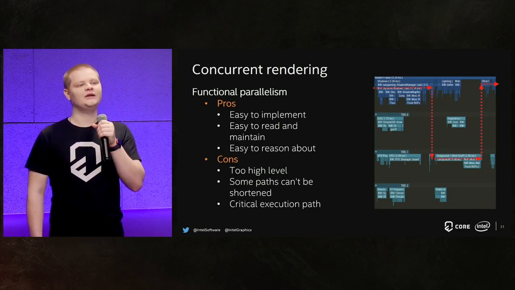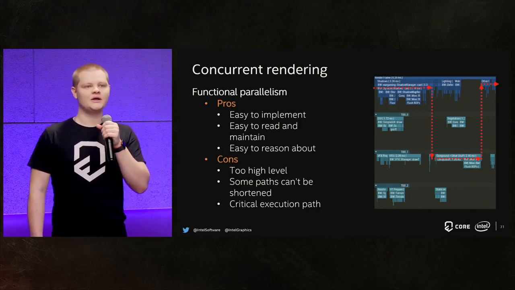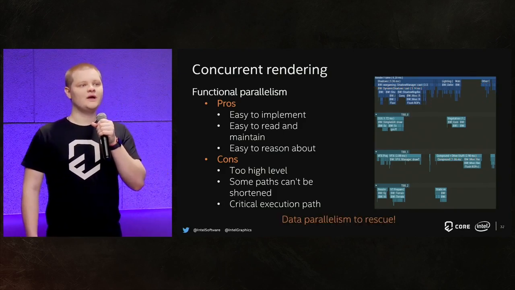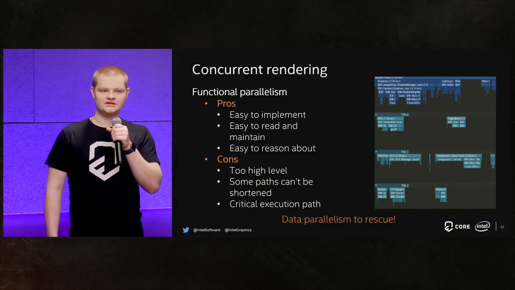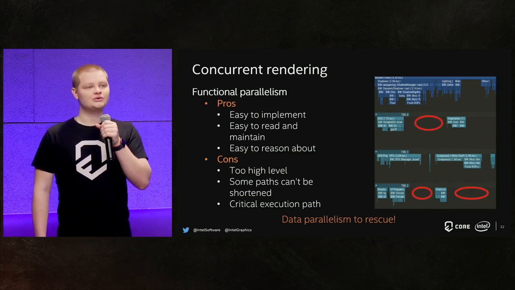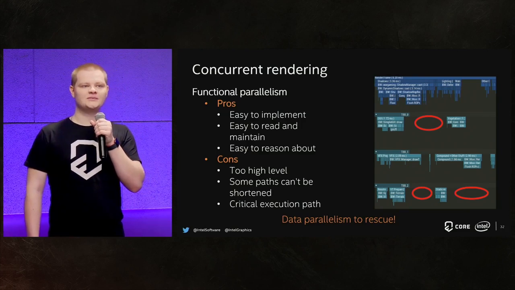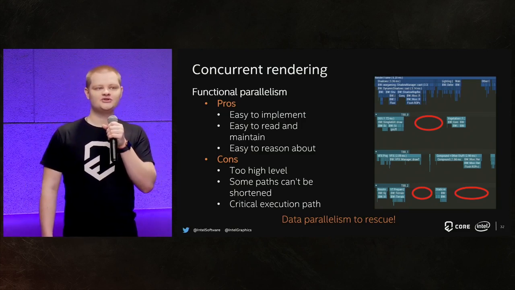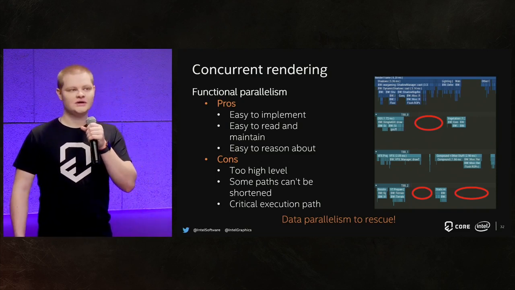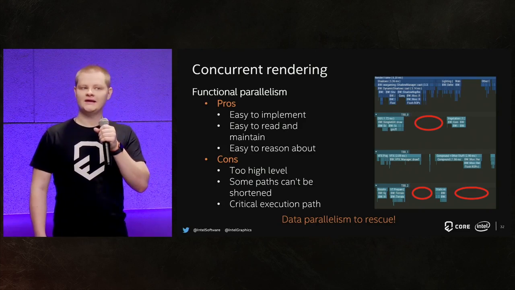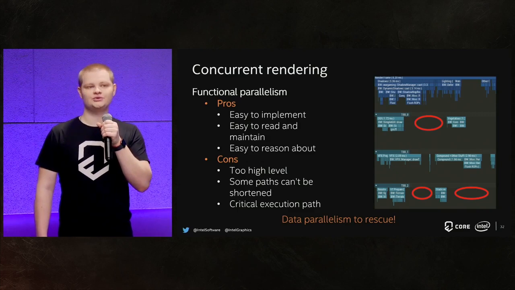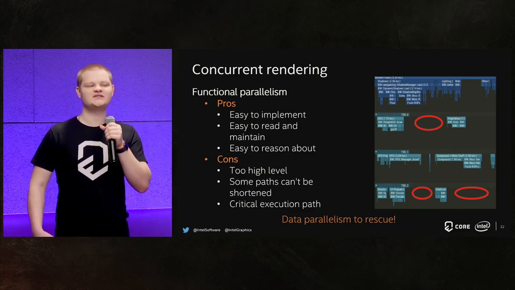Okay, but how could we improve performance while still keeping our code base readable? Before, we were using only functional or task parallelism, but there is also data parallelism. So what we can do is exploit data parallelism inside each subsystem independently, and be sure that TBB is going to do the rest. Thus, we still have an easy to read and maintain high-level frame render graph, and each subsystem may produce additional tasks to better utilize all available CPU cores.